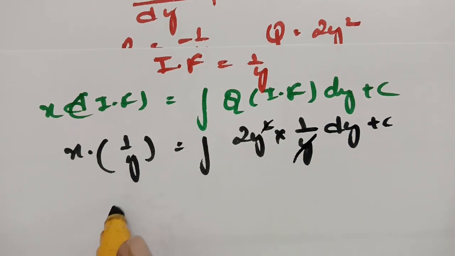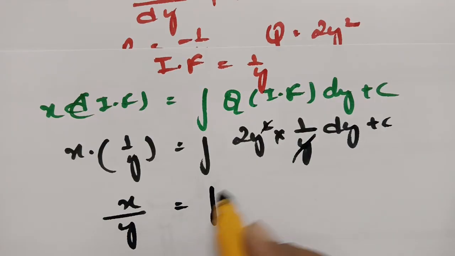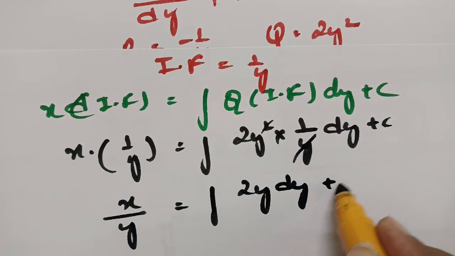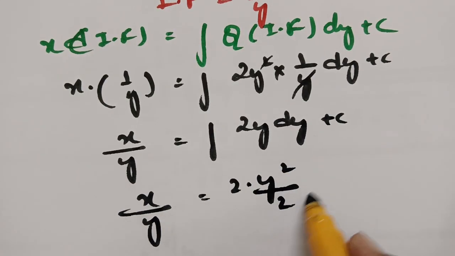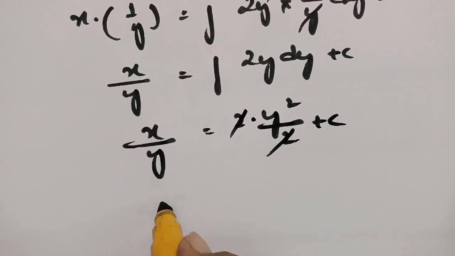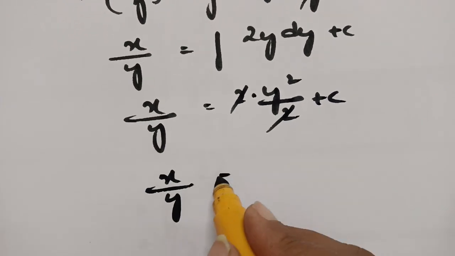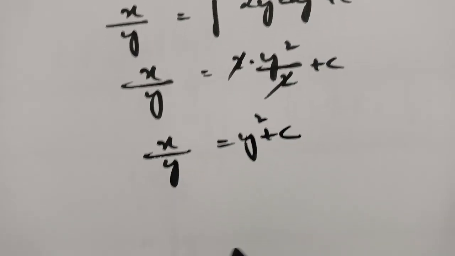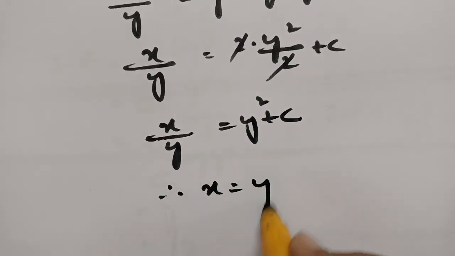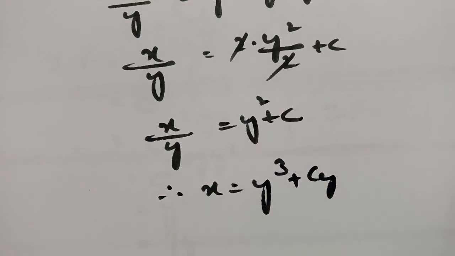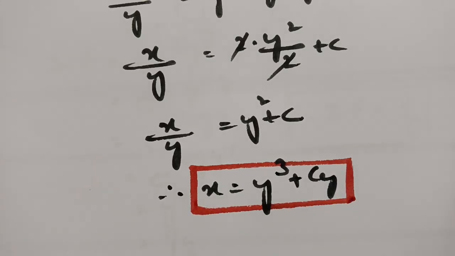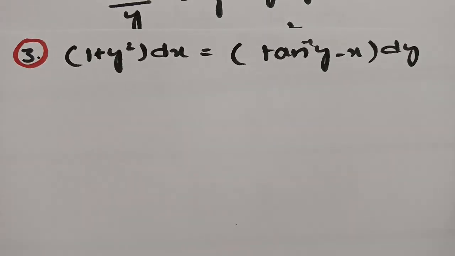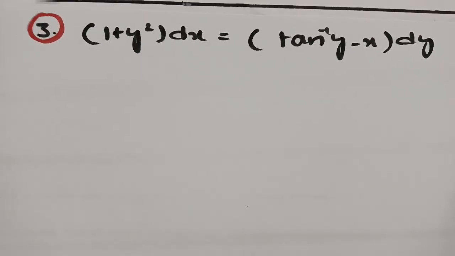So if I cancel, this will be x by y is equal to integral 2y into dy plus c, and this value is x by y is equal to 2 times y square by 2 plus c. So if I cancel this, x by y is equal to y square plus c, and therefore our x value will be y cube plus c into y, and this is our solution for the given linear differential equation in x. And this is how we have to solve. And here is the third question, the solution, which is also very easy.